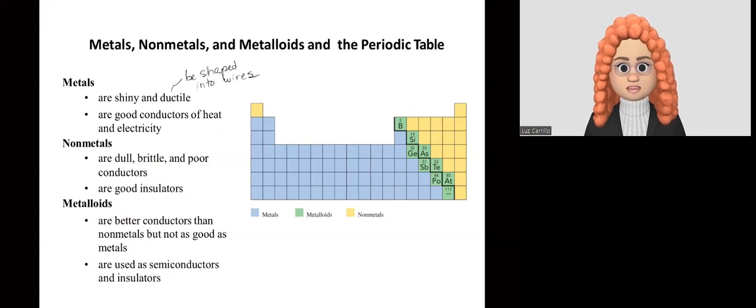Then we have nonmetals. Nonmetals tend to be dull, not shiny, brittle, and poor conductors, but they are actually good insulators. And you can see that those nonmetals are represented by the yellow boxes. Lastly, we have the metalloids. Metalloids are better conductors than nonmetals, but not as good as metals. That's why they are known as semiconductors, and they can also be used as insulators.